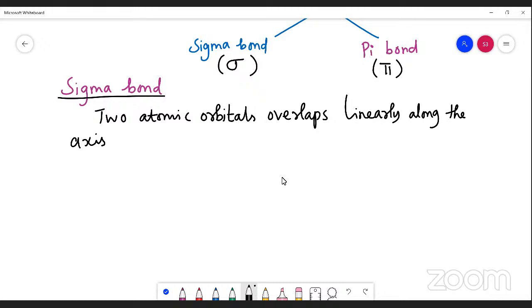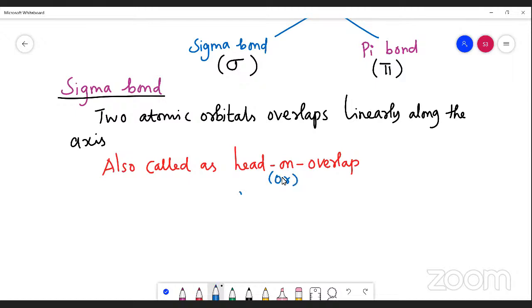This is also called head-on overlapping or axial overlap. Head-on overlap or axial overlap.